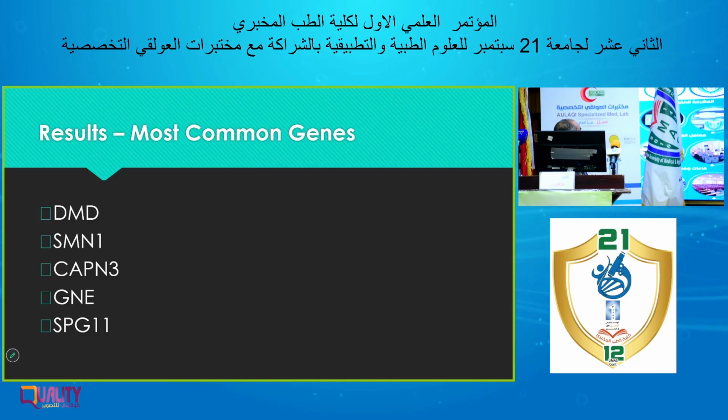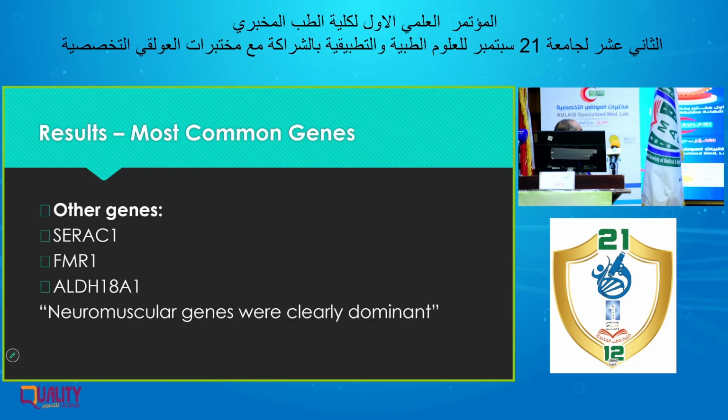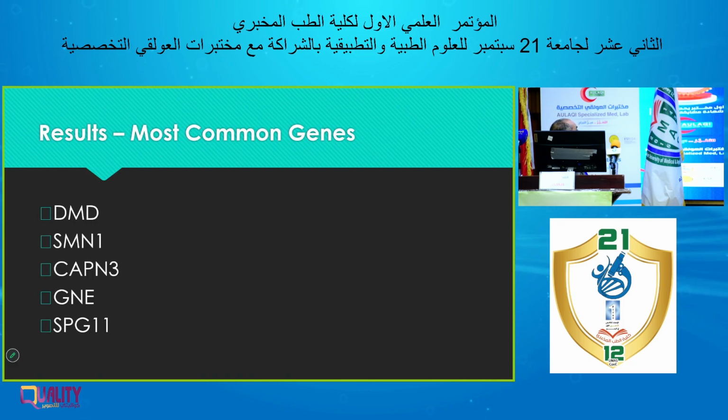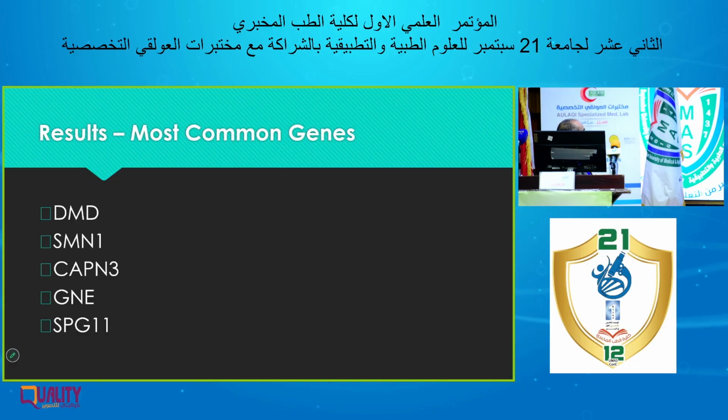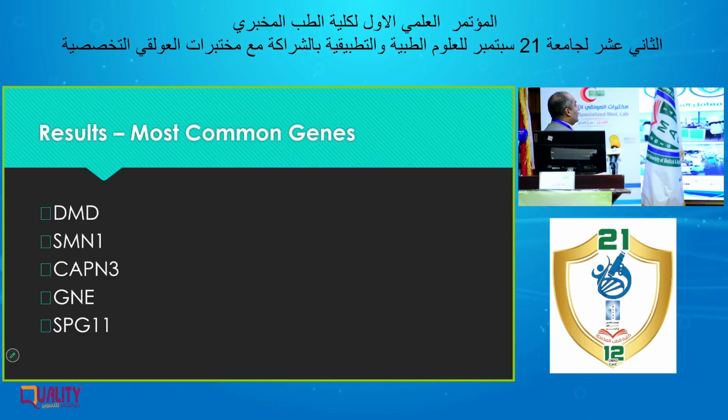The most common genes detected are the Duchenne muscular dystrophy gene and the survival motor neuron type 1 gene, CAPN3, which is very important in the structure of muscle fibers. So if this gene is defective, there will be a muscular problem. The GNE gene is also involved in muscular dystrophies, and also the spastic paraplegia gene.